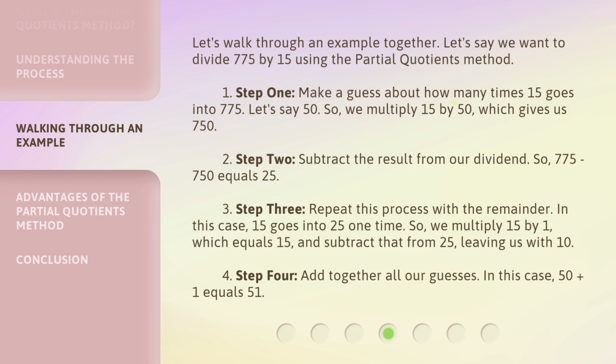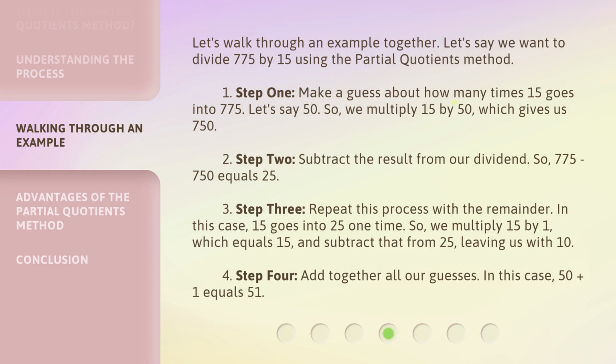Step 2. Subtract the result from our dividend. So, 775 minus 750 equals 25. Step 3. Repeat this process with the remainder. In this case, 15 goes into 25 one time. So, we multiply 15 by 1, which equals 15, and subtract that from 25, leaving us with 10.